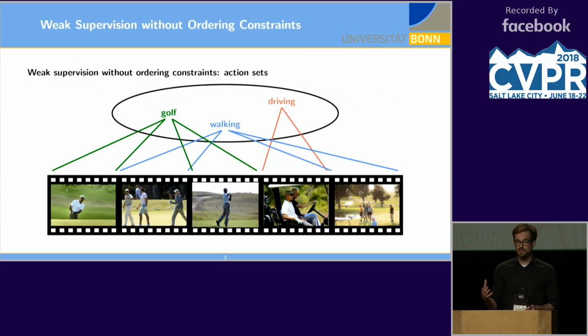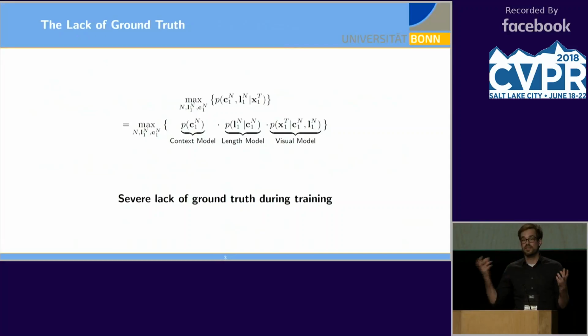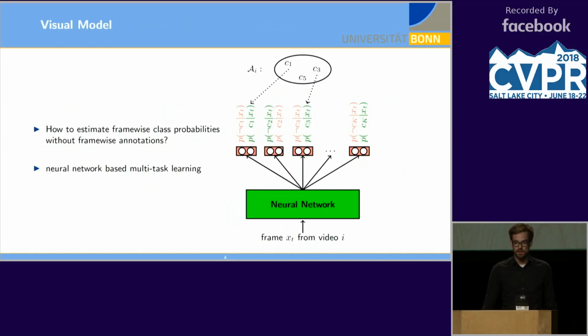Well, remember we had this posterior distribution that we actually want to model. In our work, we essentially propose to take this distribution and factorize it into 3 parts, a context model, a length model, and a visual model that are all trained separately with some heuristics. So they all will be weak, but jointly they will help us to get a pretty good performance. However, we are severely lacking data for this. Let me just give a very brief introduction to that.